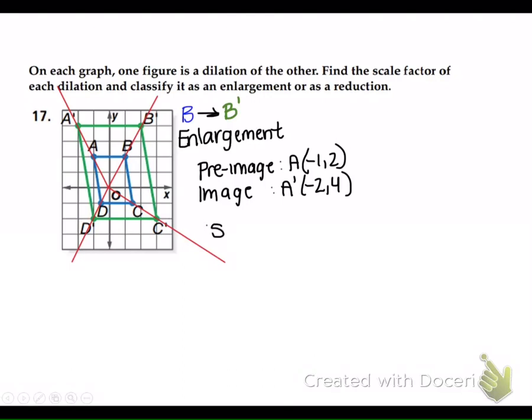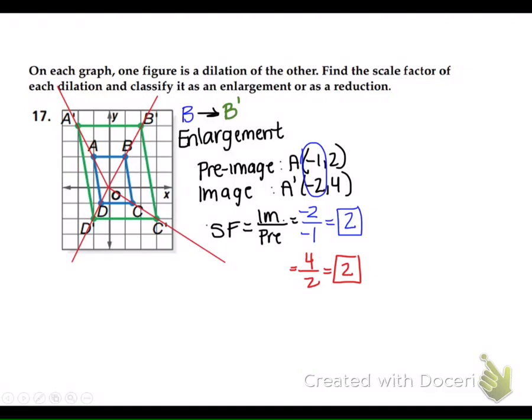Looking at our scale factor, what is it? Pre-image over image or image over pre-image? Image over pre-image. So let's choose a point. Let's choose our x's. What is my image point? What is my pre-image? So what is going to be my dilation? 2/1, or just 2. You could have also used the other ones. It would have given you 4/2, which is just 2. Same scale factor between each one of those. Make sense? Cool beans?